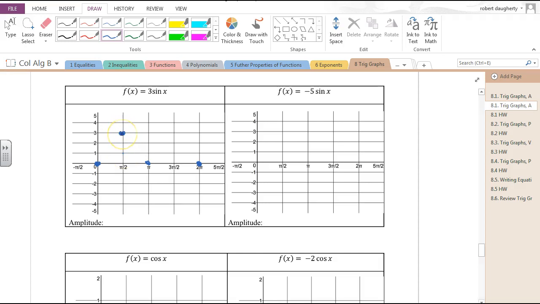Halfway between these two points, it normally goes to negative 1. What happens when negative 1 is multiplied by 3? Negative 3. So this graph goes up to 3, and it does this. So what is the amplitude of this? The amplitude is 3, because the distance from there to there is 3.